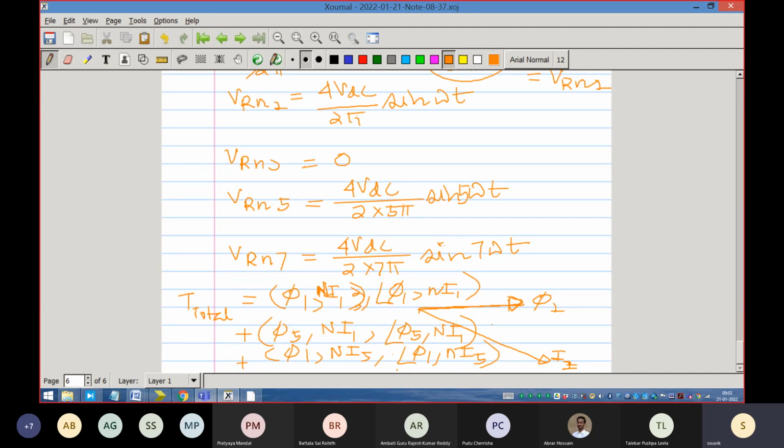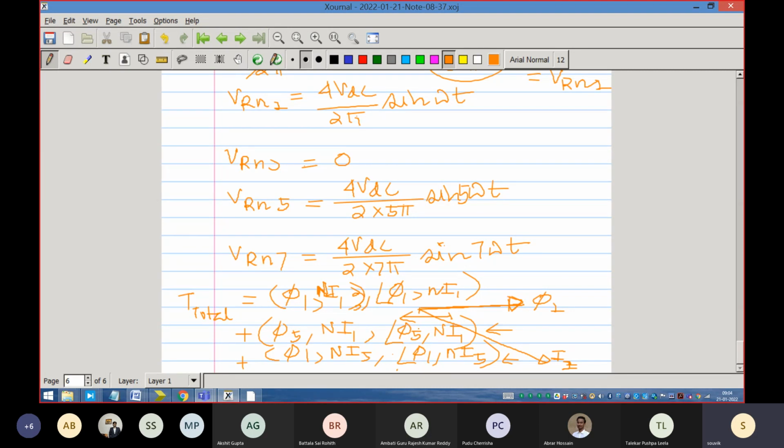But these torques have no average value, because of the angles. The fundamental has a certain angle and the fifth harmonic current has a certain angle, right? They are not in step, because you have seen one is 5 omega t, another is omega t. So this angle is not constant. Do you know that two sinusoidal quantities, if they have two different frequencies, their average values are 0?